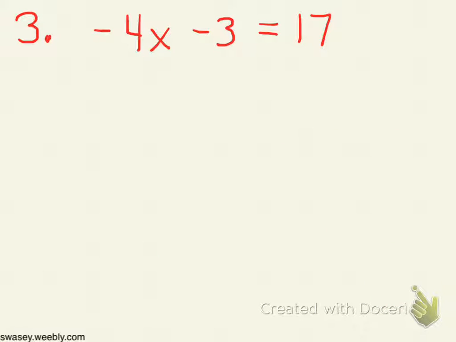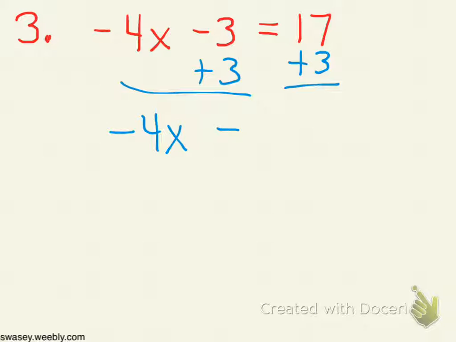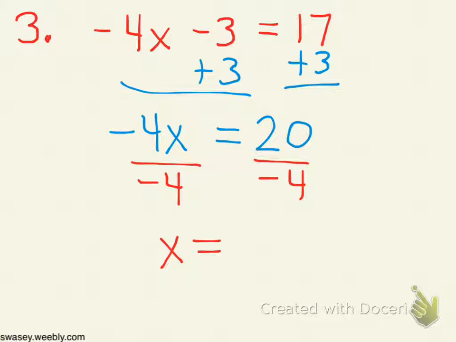To get rid of minus 3, add 3. Again, we're getting rid of addition or subtraction first, then we're getting rid of multiplication or division. 17 plus 3 gives us 20. And then to get rid of multiplying by negative 4, we would divide both sides by negative 4. Positive divided by a negative is a negative.